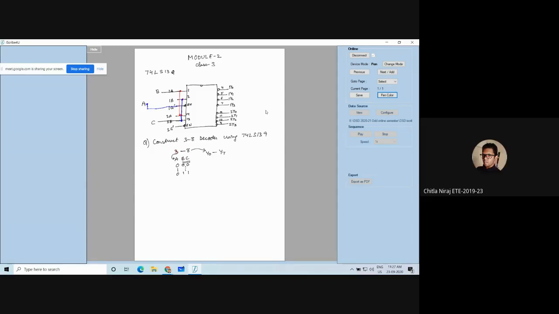Does it change because it's active high or active low? Yes, it changes. Here A has the value 0 initially, and when you put a NOT gate, it becomes 1. No, see, let me complete it first.